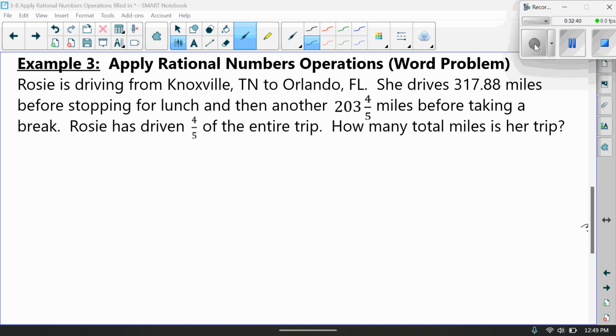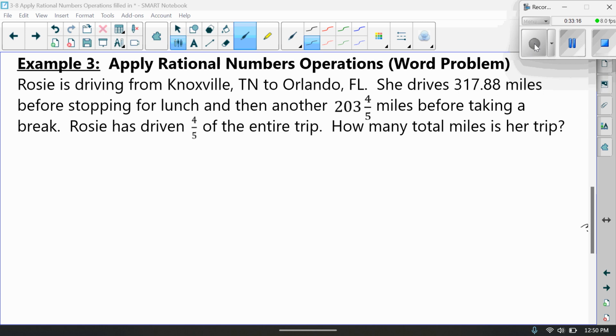So it says, Rosie is driving from Knoxville, Tennessee to Orlando, Florida. She drives 317.88 miles before stopping for lunch and then drives another 203 and 4/5 miles before taking a break. Rosie has driven 4/5 of the entire trip. How many total miles is her trip? Phew! So we've got 4/5. That changes to a terminating decimal, so we can use decimals in this problem. All right? But we're going to start out rewriting or starting to write the whole problem.